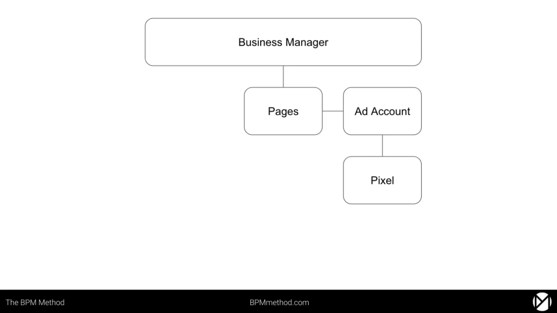So this is the basic structure of how your business manager will be set up. You have one business manager, you have a page for your Facebook profile, a page for your Instagram profile, possibly either or as well, and then you'll have an ad account. A page can exist without an ad account. An ad account cannot operate without a page. And then that ad account has a pixel. So this is the most basic structure that you'll have in place if you're advertising.